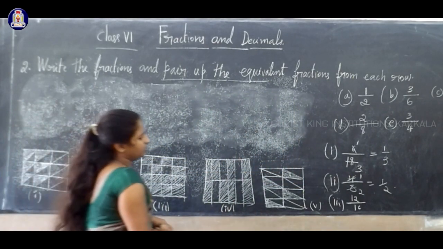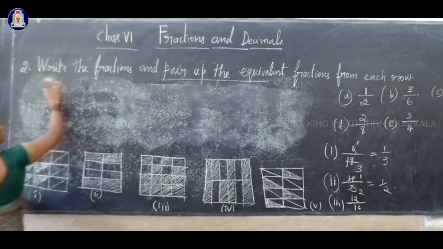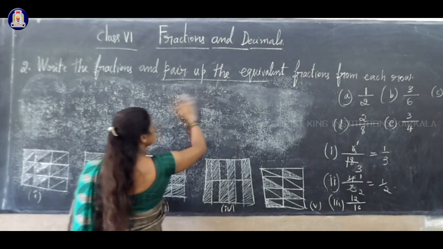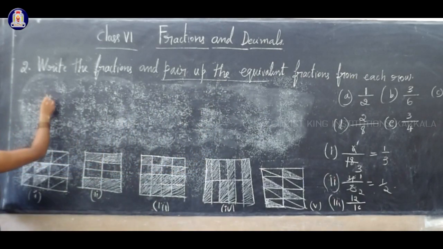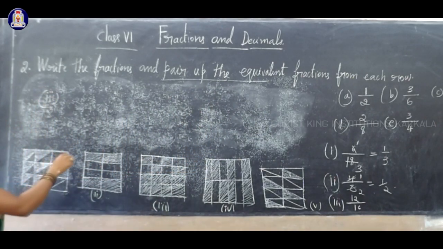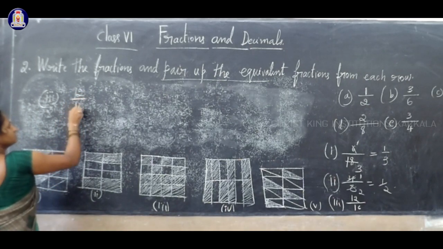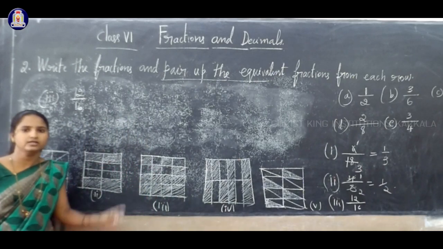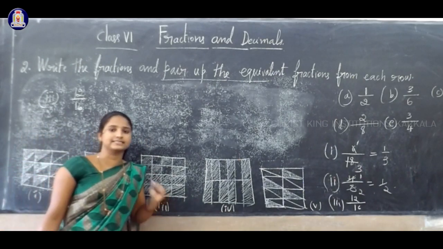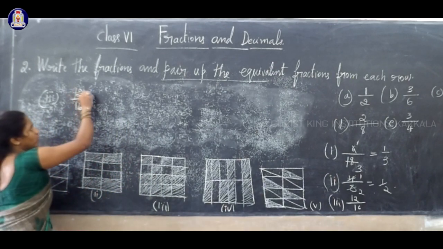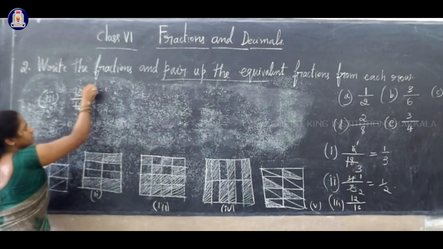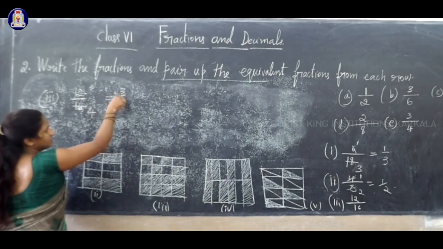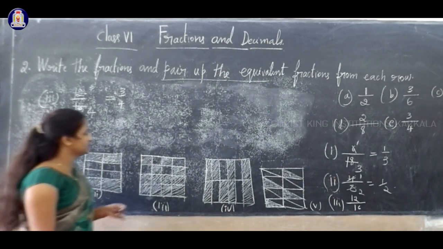So now, the third one. See, the third one, 12 by 16. See, 12 and 16 are both even numbers. So which table divides 12 and 16? It is 4. 4 divides both 12 and 16, isn't it? 4 threes are 12, 4 fours are 16. So the answer is 3 by 4. Okay, 3 by 4. This is the third one.